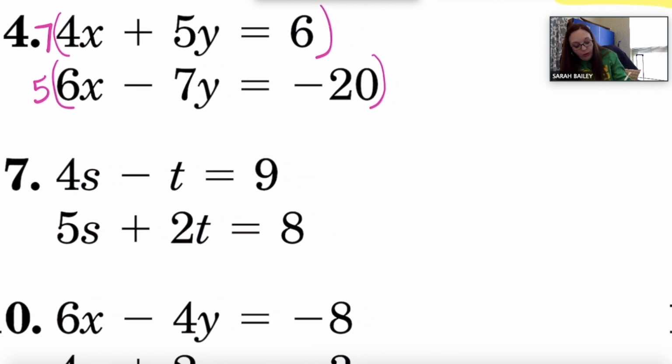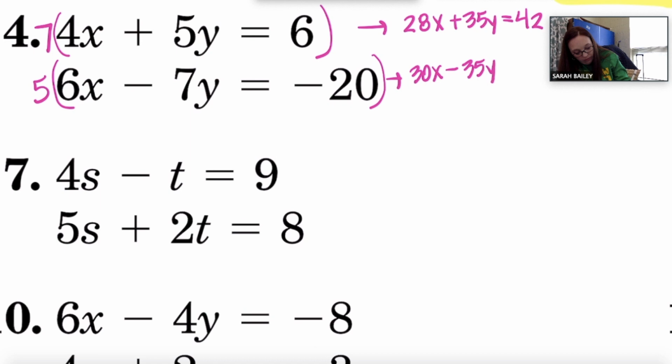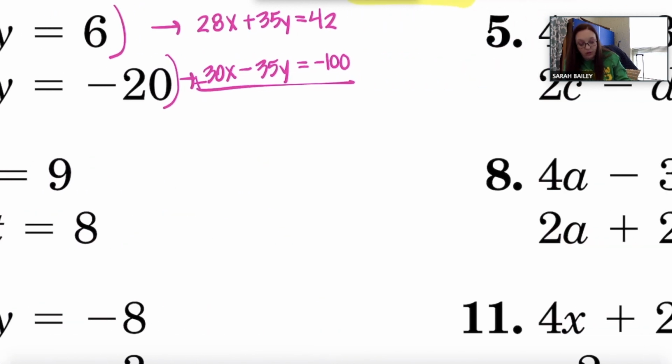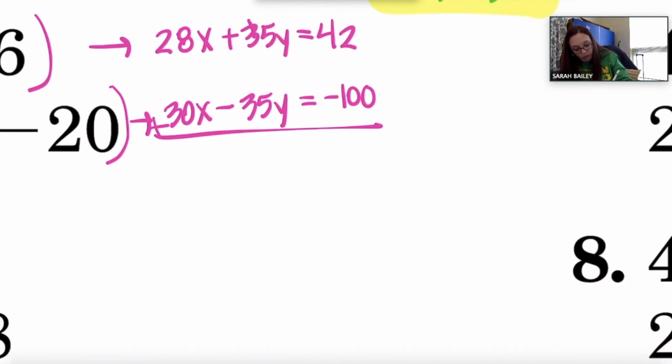All right, so when I do that, the first equation becomes 28x plus 35y equals 42. And my second equation is going to become 30x minus 35y equals negative 100. Now I'm going to add them together. So those y's will definitely cancel. So I'm going to do 28x plus 30x.